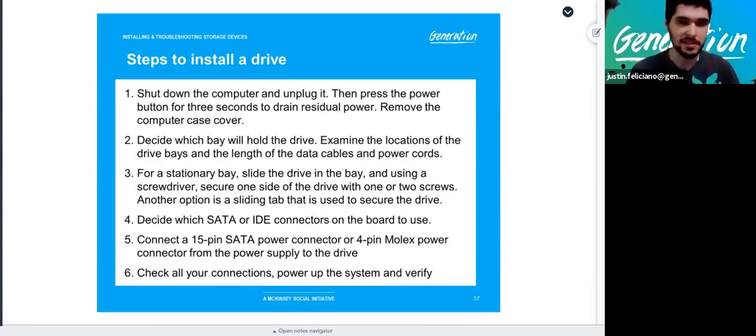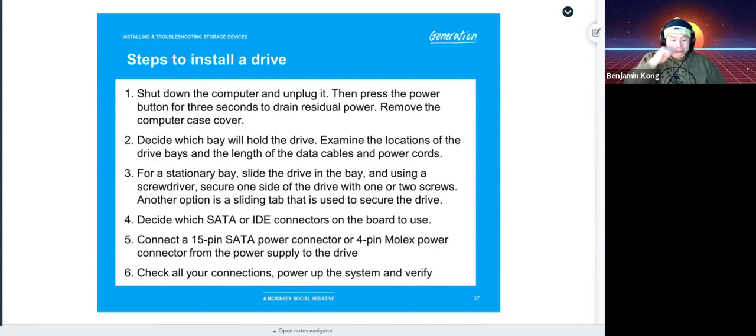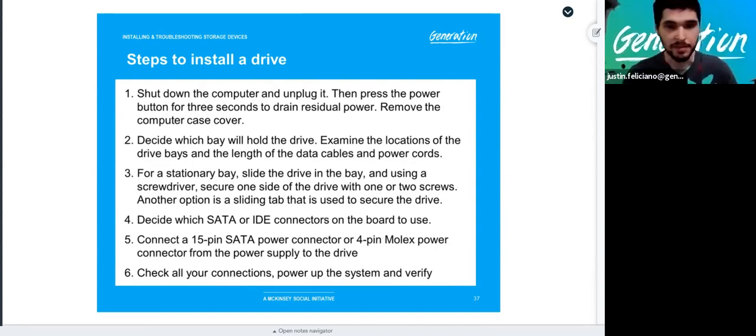Yep. So basically, like with any computer, you're going into it, you've got to make sure it's unplugged, the power's been drained, and you have your anti-static gloves, mat, etc. You take your jewelry off, all the important steps that you always have to do when you're working inside. After that, you'll end up locating the drive, disconnecting all its cables.